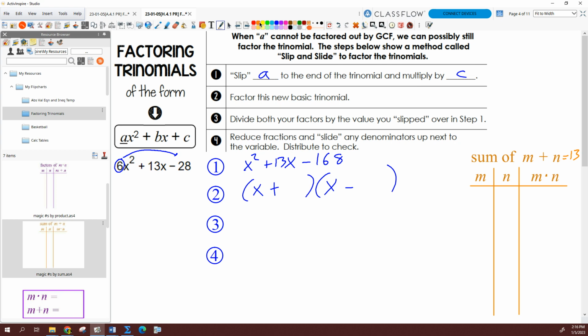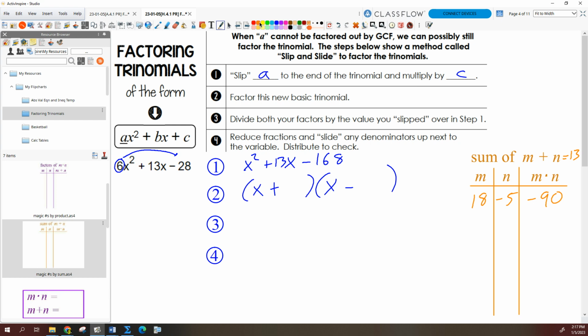Like, for example, what could I start with? If I pick m to be, let's just say 18, what would n have to be so the sum is 13? Negative 5, right? What's the product of 18 times negative 5? Negative 90. There we go. Okay, so now we've got to get numbers. So what do I have to do? I need my product to be bigger than that.